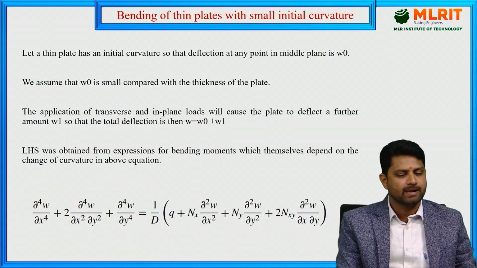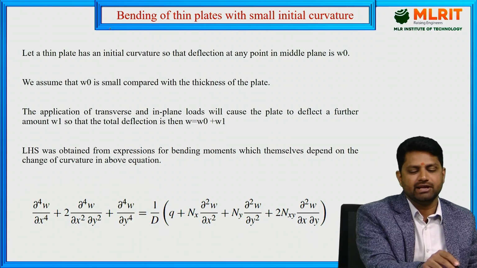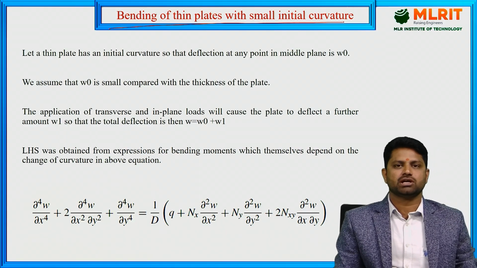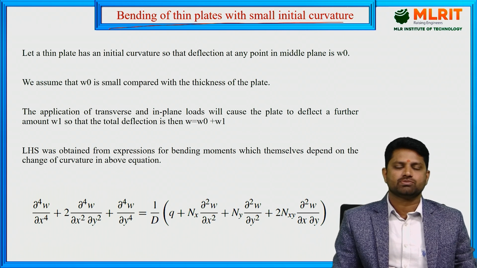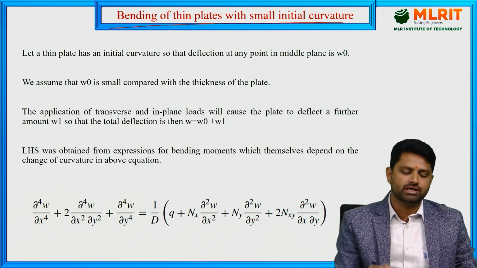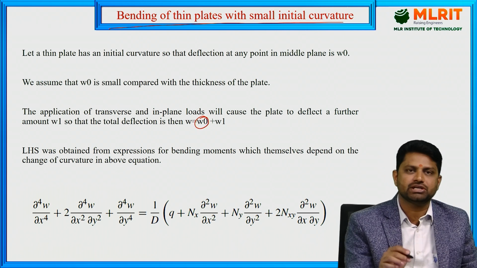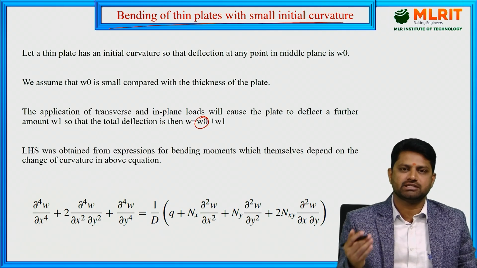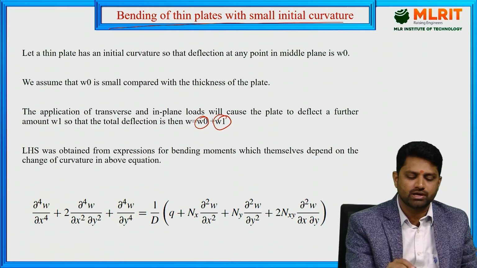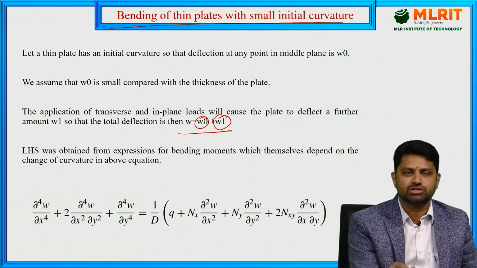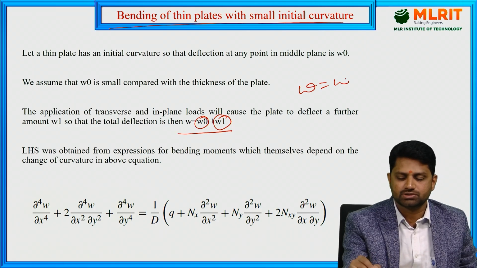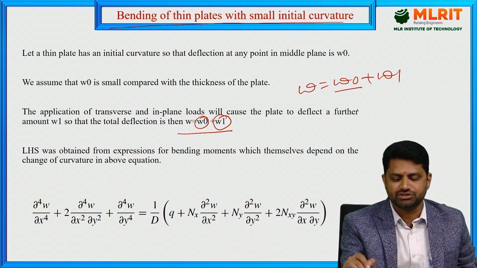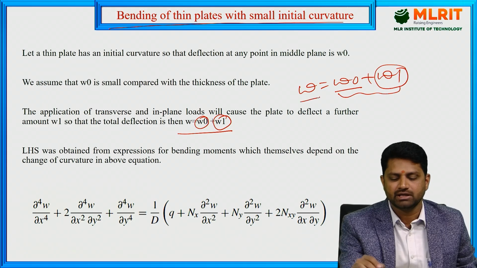And then when it comes to the bending of thin plates with small initial curvature, if you have a small initial curvature, first of all we take that initial deflection as w0, and then if it is deflected further by some amount, we consider it as w1. So the total deflection will be w. So we write w equals w0 plus w1, where w0 is the initial deflection and w1 is the change in deflection, and the final deflection will be w.